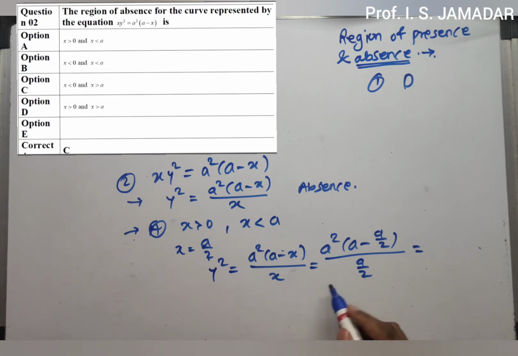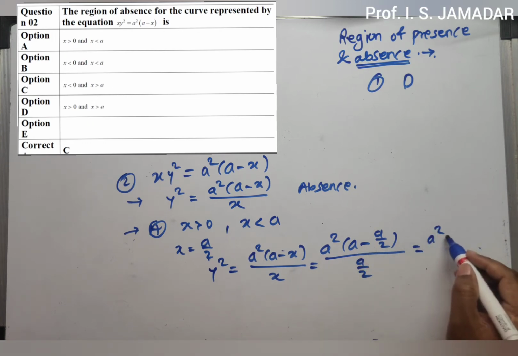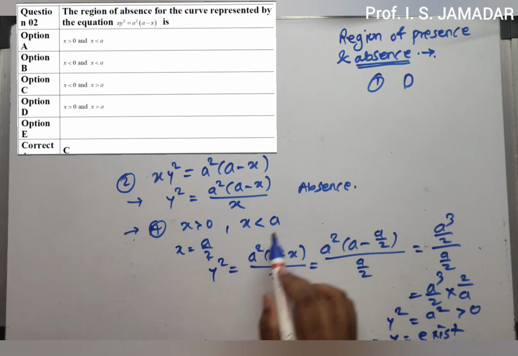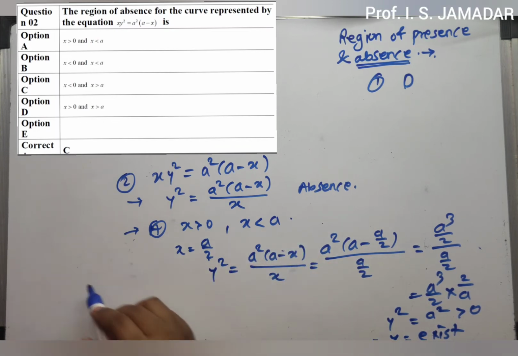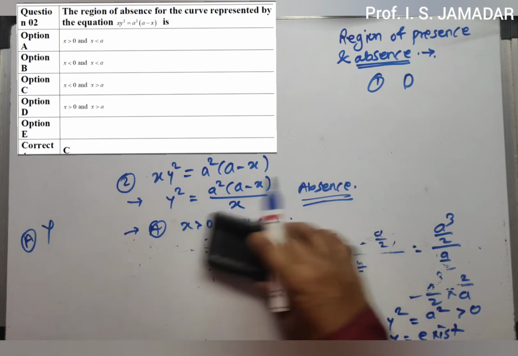So what is it? It is a square into a by 2, means a cube upon 2, divided by a upon 2, that is a cube upon 2 into 2 upon a. So finally it will be a square, 2 cancels, so just a square. So y square is equal to a square, and a square is positive, so y will exist. But we need absence, so here the curve is present, so option A is wrong.